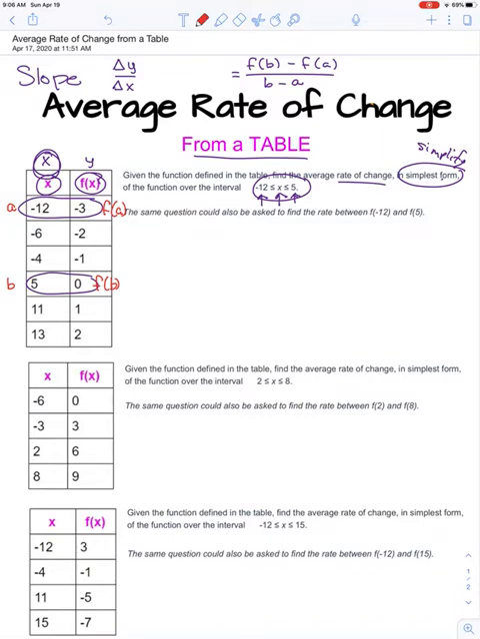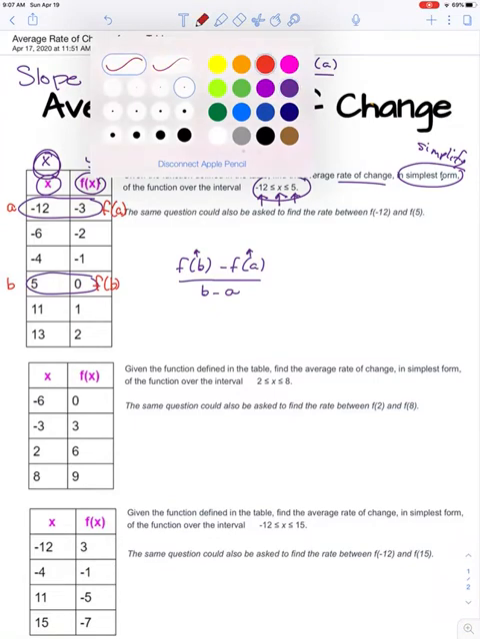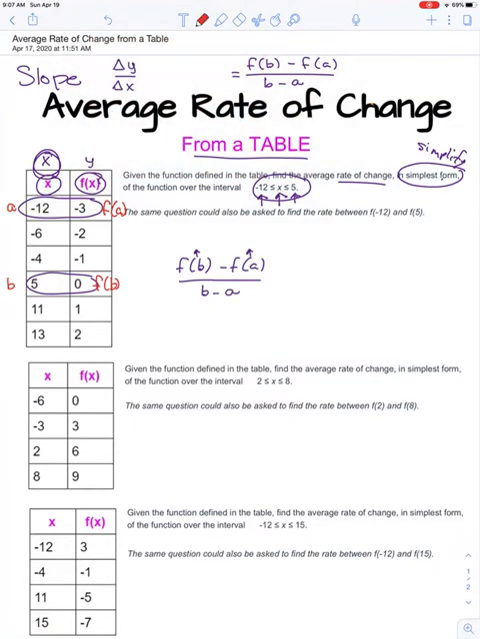Okay, so I'm going to write the formula down. F of B minus f of A over B minus A. So what I'm going to actually do is write my terms right above this so you can see exactly what I'm subbing in. So f of B, I go over here and I find f of B is 0, so I plug in a 0 here, minus f of A. So I go up here and find f of A, which is negative 3.